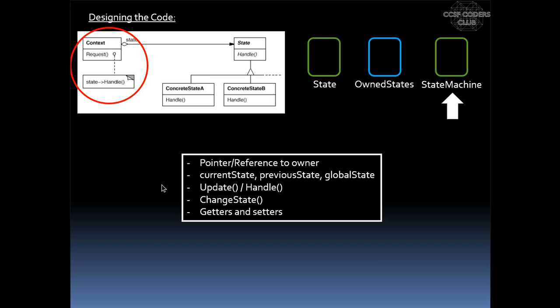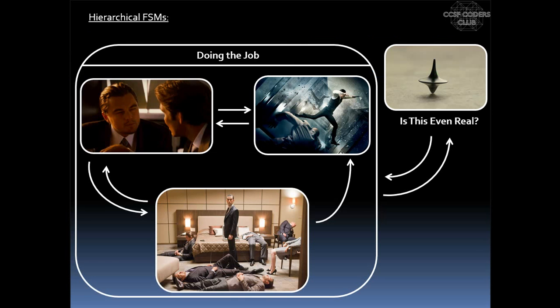Now, I mentioned that you can do some weird variations of finite state machines. I'll show you an example. You can have this whole stateception thing going on: hierarchical finite state machines. So you have two states, doing the job and spinning the top. These are at the same level in the hierarchy, so they're of the same rank. But within the doing the job state, you have three finite state machines: diving in a level deeper, fighting some dudes, or finding the guy.